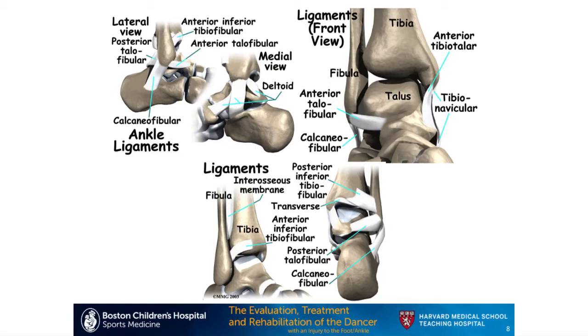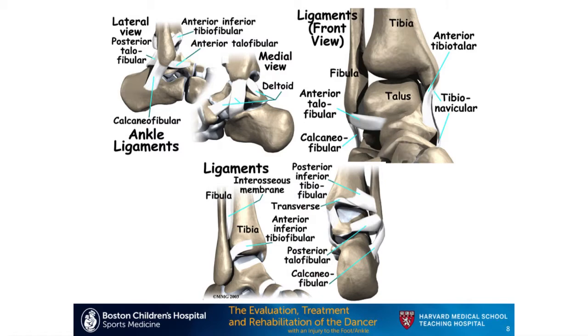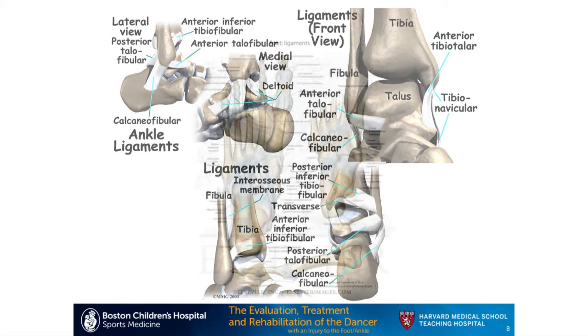Have you guys heard of a high ankle sprain before? Yeah. So that one involves the soft tissue structures that support the tibia and the fibula. So the interosseous membrane, there's two ligaments both in front and the back of the tib-fib.